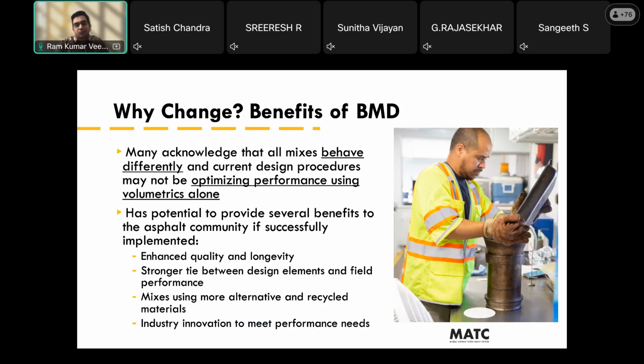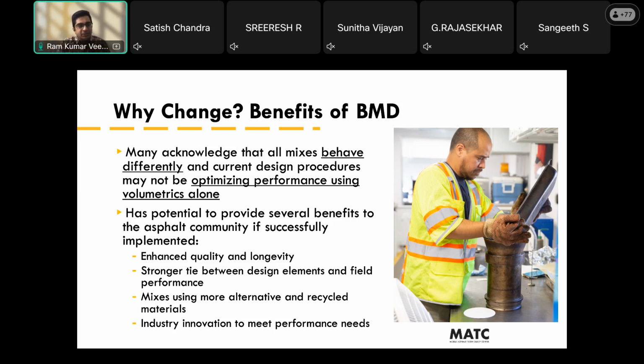So now let's discuss why we need the change and what some of the benefits of this balanced mix design are. Many experts here in this presentation would acknowledge that all mixes behave completely differently. So current design procedures may not be optimized and may not meet the expected performance using volumetrics alone. We all feel that volumetrics is not able to answer all of our questions regarding performance.